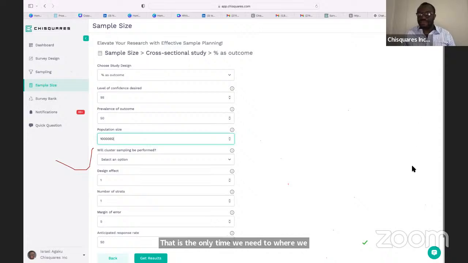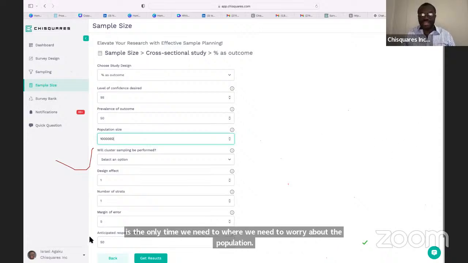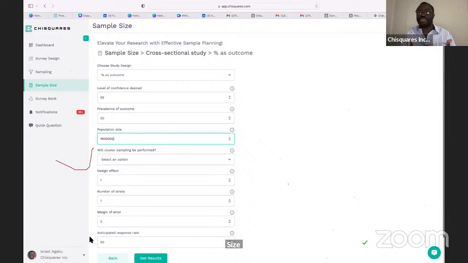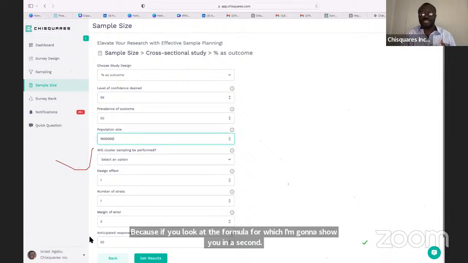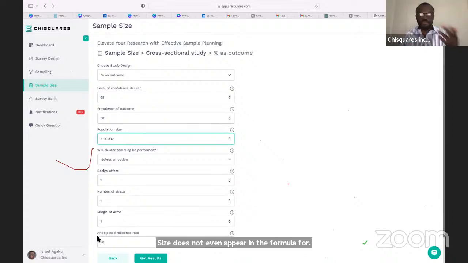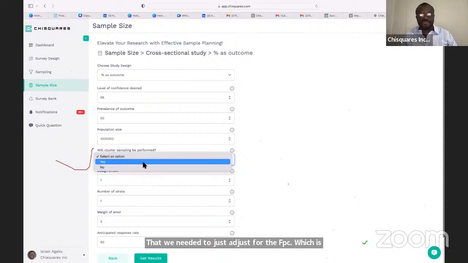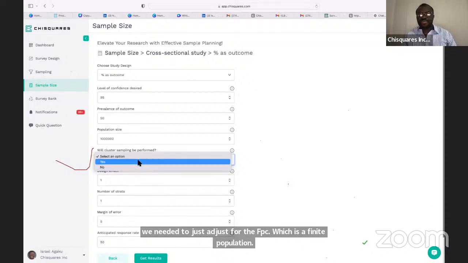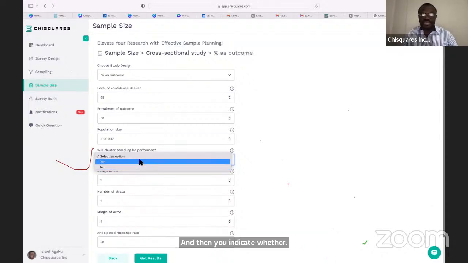Because if you look at the formula, which I'm going to show you in a second, population size does not even appear in the formula for the sample size calculation for a survey. But we need it to adjust for the FPC, which is the finite population correction factor. And then you indicate whether cluster sampling will be performed or not.